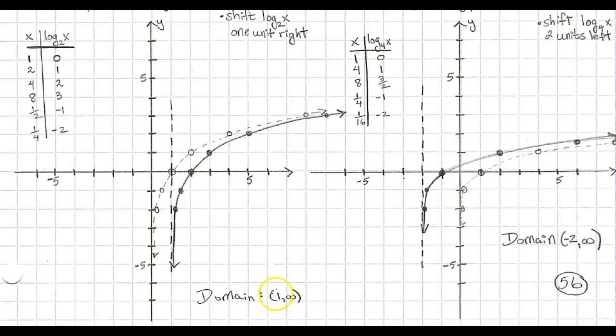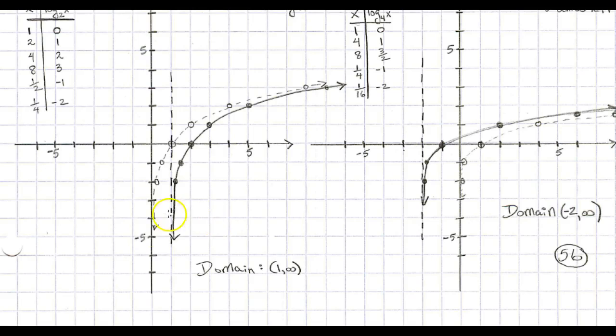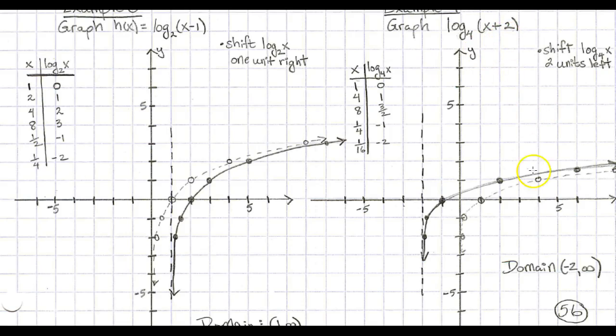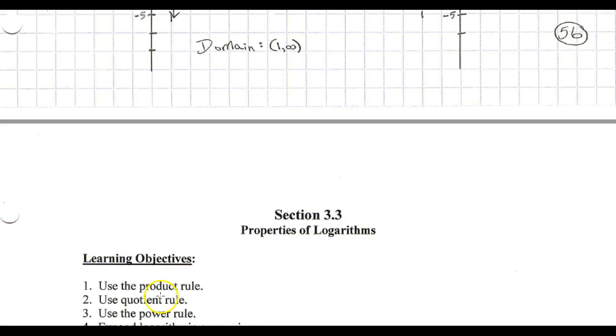So notice what happened. Shifting everything 1 unit to the right in example 3 means my domain became 1 to infinity instead of 0 to infinity. And shifting everything 2 units to the left for log base 4 of (x plus 2) means my domain is now minus 2 to infinity instead of 0 to infinity. And that's the end of section 3.2.